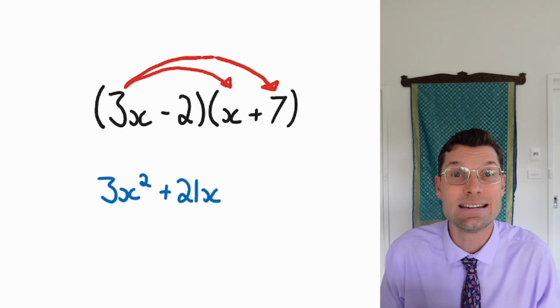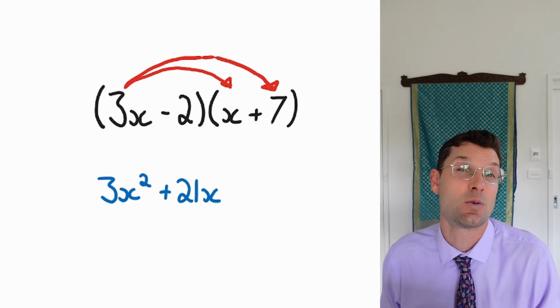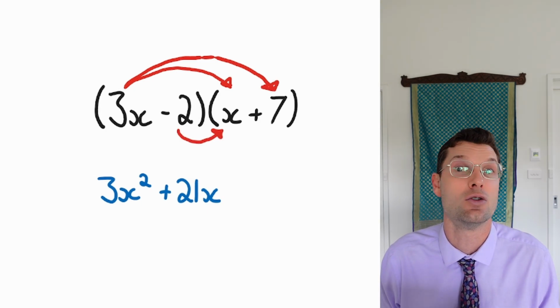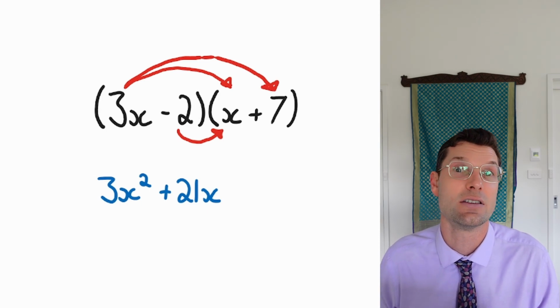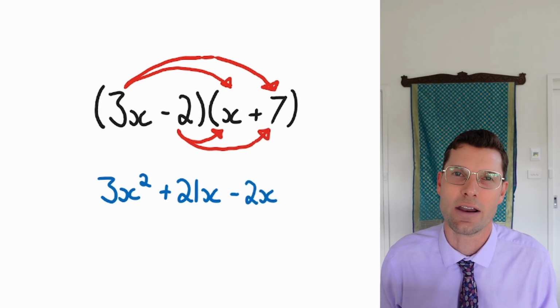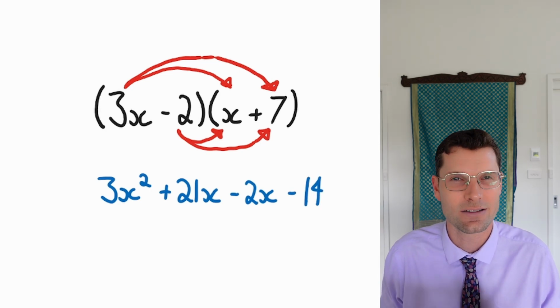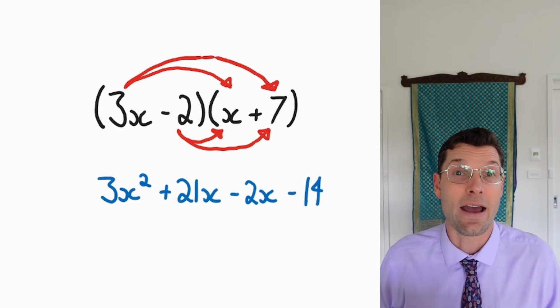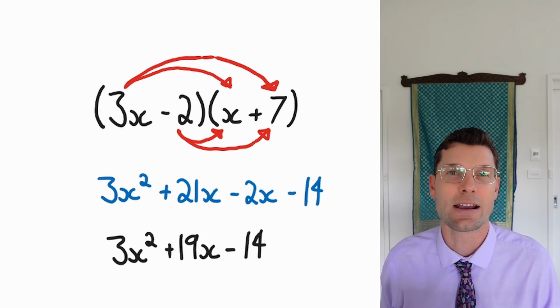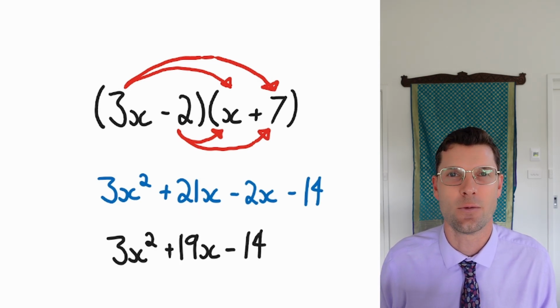Now I'm doing my inside terms for the I. This is where it's really important to check that negative number. It's minus 2, so I have to do minus 2 multiplied by x, so this is minus 2x. And finally, minus 2 multiplied by 7 is minus 14. Always remembering, check that negative sign. Again, I'm going to have to collect the like terms, the 21x minus 2x. So my final answer is 3x squared plus 19x minus 14.